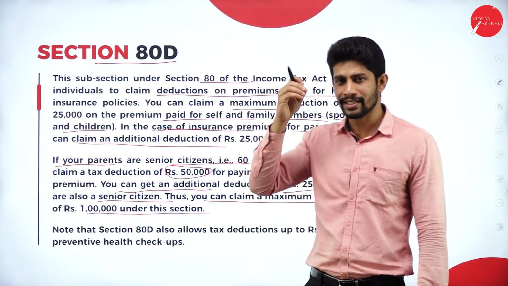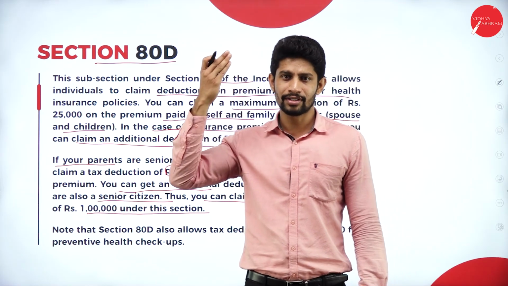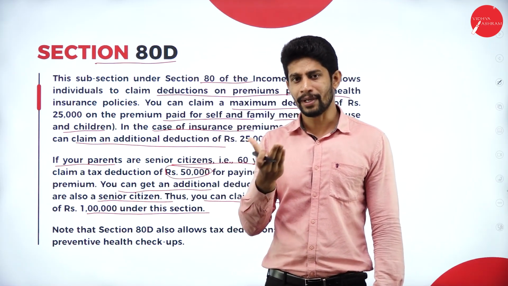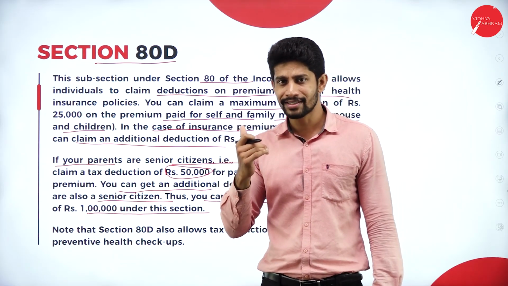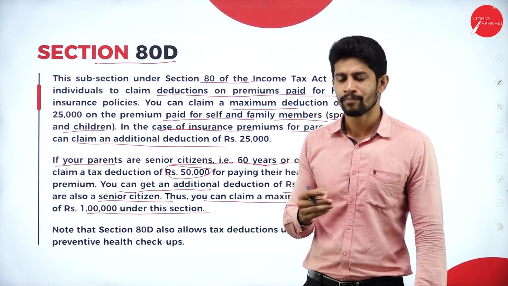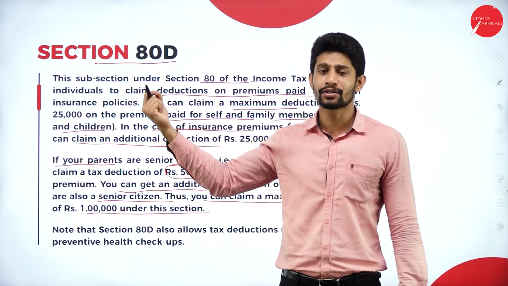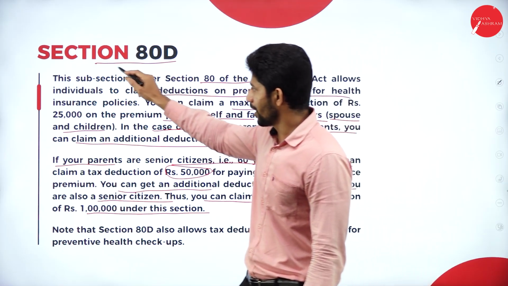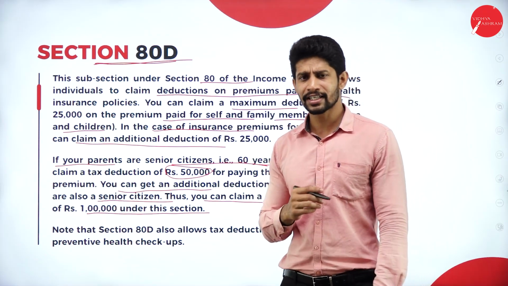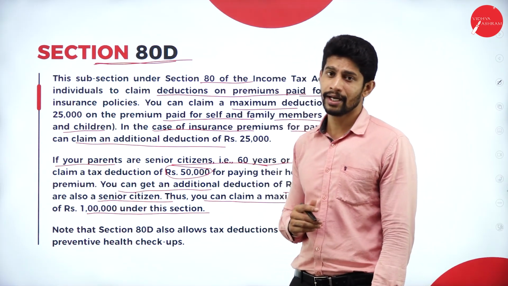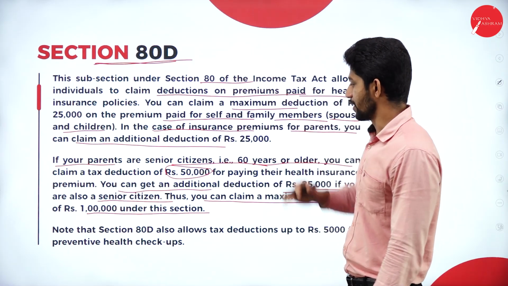Okay, so if your age is less than 50, you can claim 25. If your age is more than 60, you can claim 50. If your parents' age is more than 60, you can claim 50. If their age is less than 60 years, you can claim 50. So from the minimum deduction of 25,000 to the maximum deduction of 1 lakh rupees, you can claim under this particular section, that is section 80D, with respect to the deduction for health insurance premium paid by individuals and by HUF. So this is what it explains.